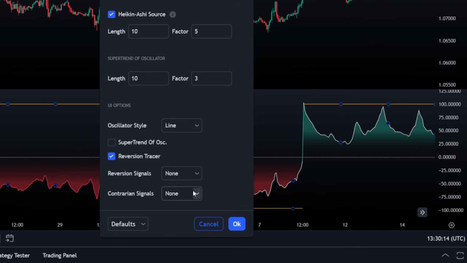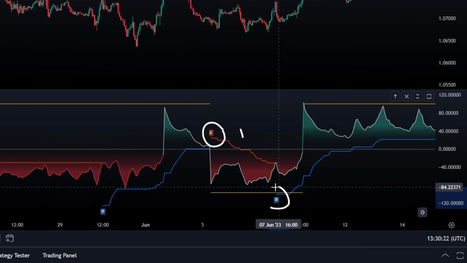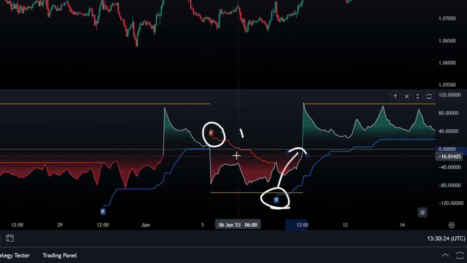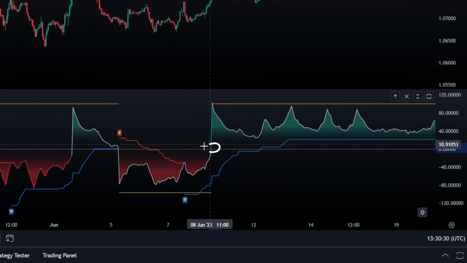If we set it on both of the signals, buy and sell, we will have buy-sell signals based on the SuperTrend of our SuperTrend oscillator. When it becomes red, it's a sell signal, and when it becomes blue, it's a buy signal. These signals are faster than the centerline crossovers, I mean the centerline crossover of the oscillator line, and we need these signals in our strategy.